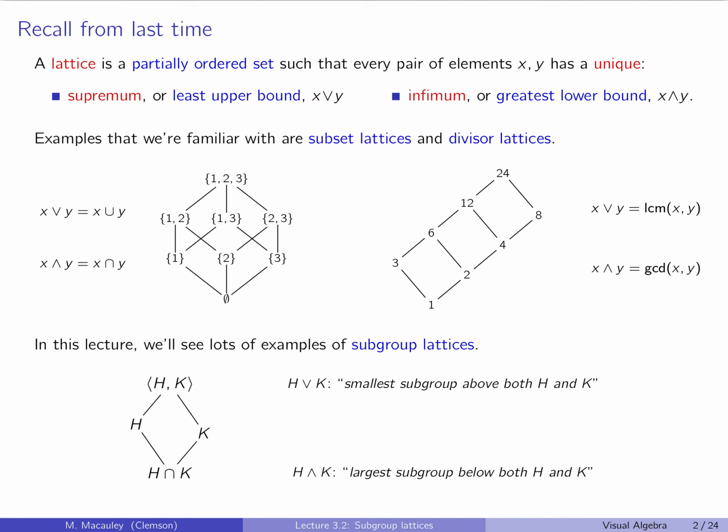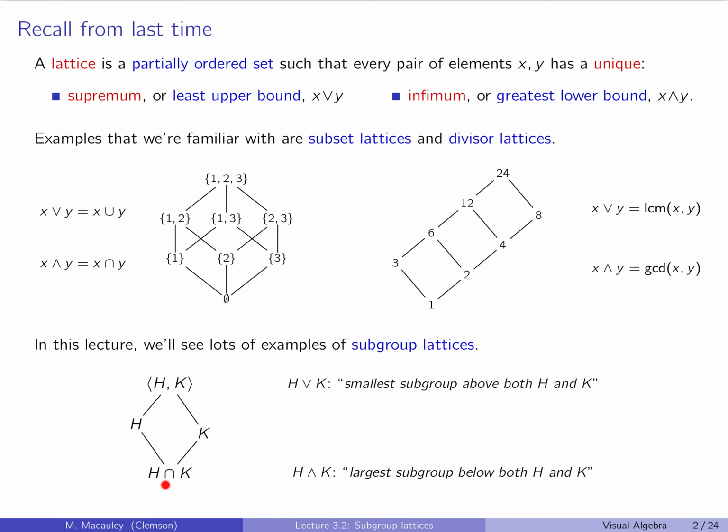Examples that we are familiar with are subset, or Boolean lattices, and divisor lattices. In this lecture, we'll see lots of examples of subgroup lattices. So the partially ordered set consists of all subgroups of a group, and if we have H and K, then their infimum, or greatest lower bound, is the intersection.